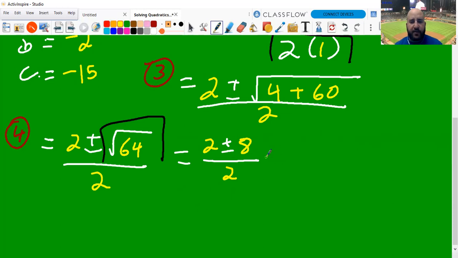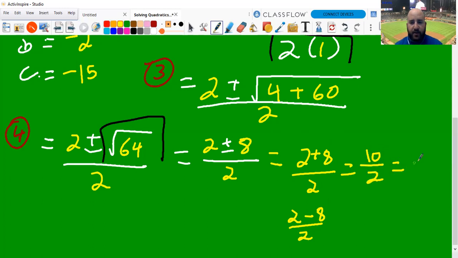I want to split this into 2 separate answers first and then try to solve. What do I mean by 2 separate answers? I've got 2 plus 8 divided by 2, and I've got 2 minus 8 divided by 2. So that's what we're going to split these into. 2 plus 8 is 10, divided by 2 is 5. 2 minus 8 is negative 6, divided by 2 is negative 3.